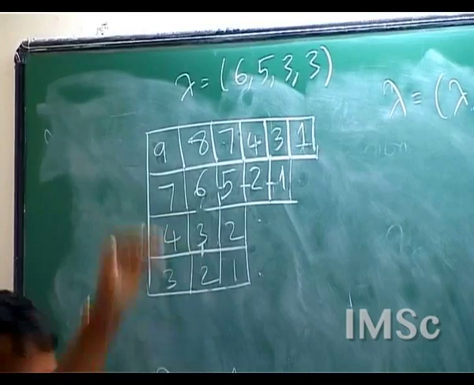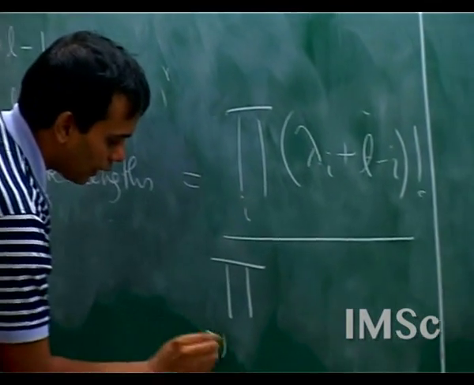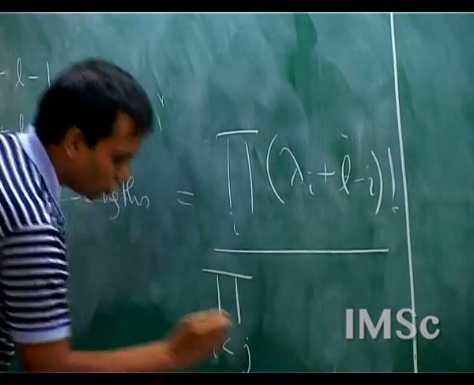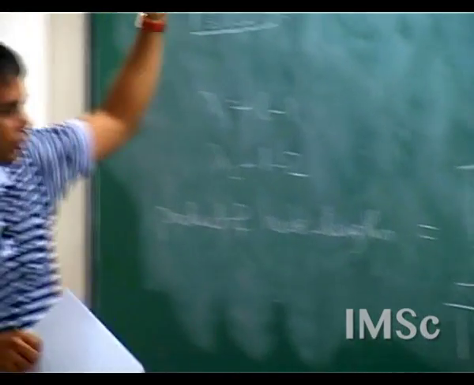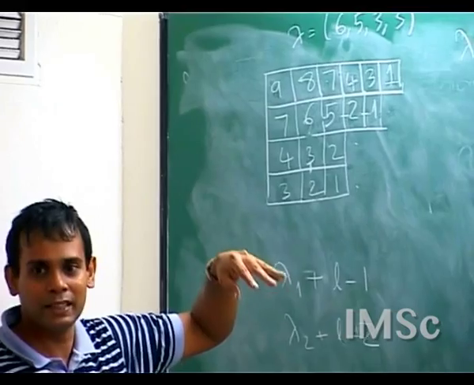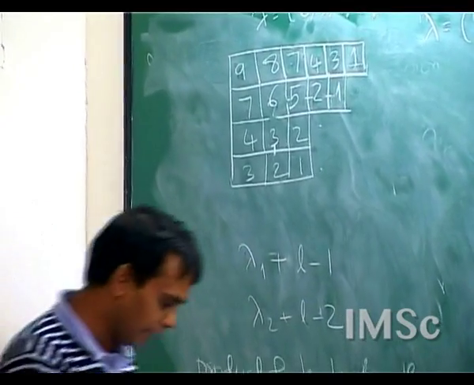So it's like a product over i strictly less than j. So for each row subsequent to the row in which you're writing the hook lengths, numbers get skipped. And what is the number that gets skipped?